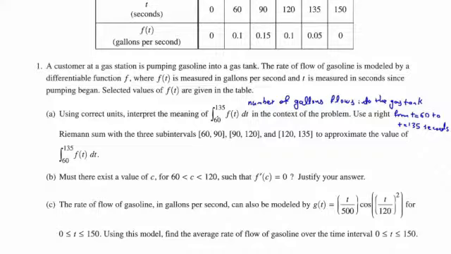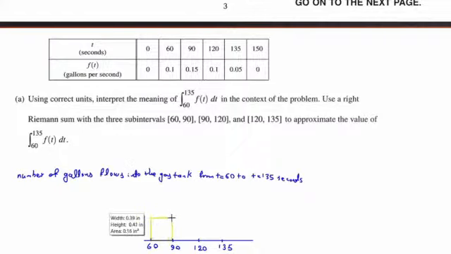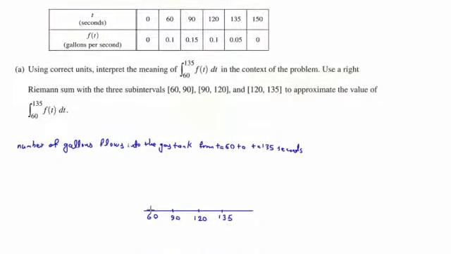Then it says use a right Riemann sum with the 3 subintervals, 60 to this part. So let's go to a new page. Now we want to calculate this part, 60 to 90. If I draw the diagram, from 60, the first interval is 60 to 90, the next one is 90 to 120, and the last one is 120 to 135. Because we want to use a right Riemann sum, we take the right endpoints.